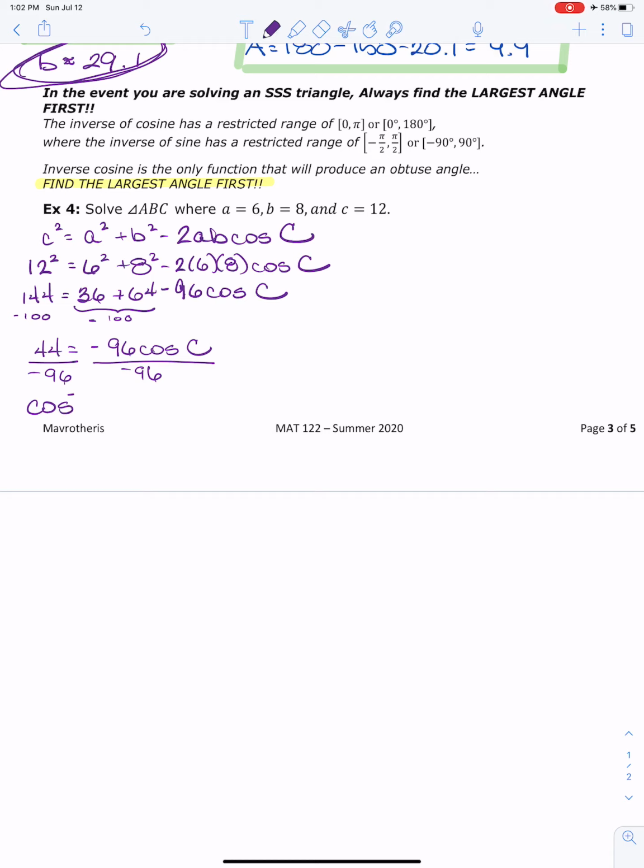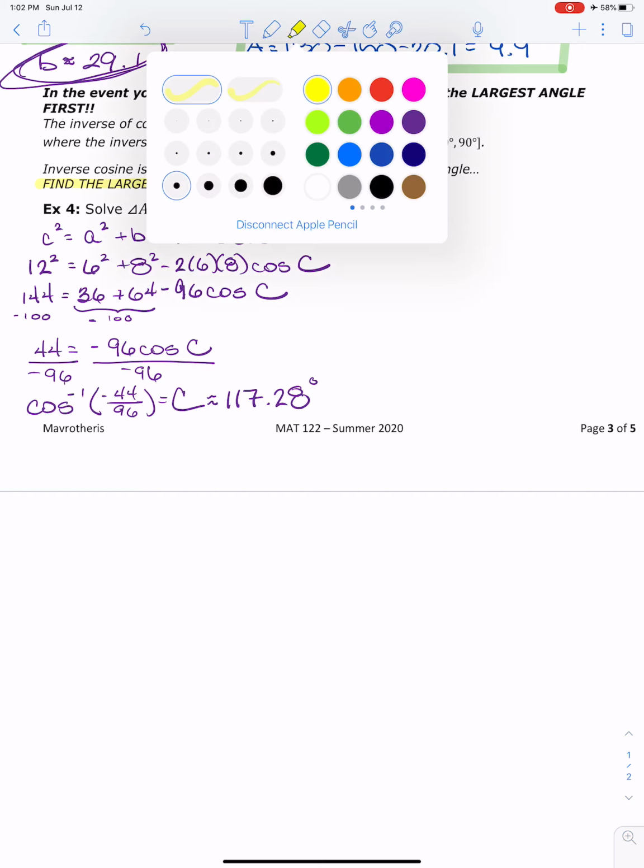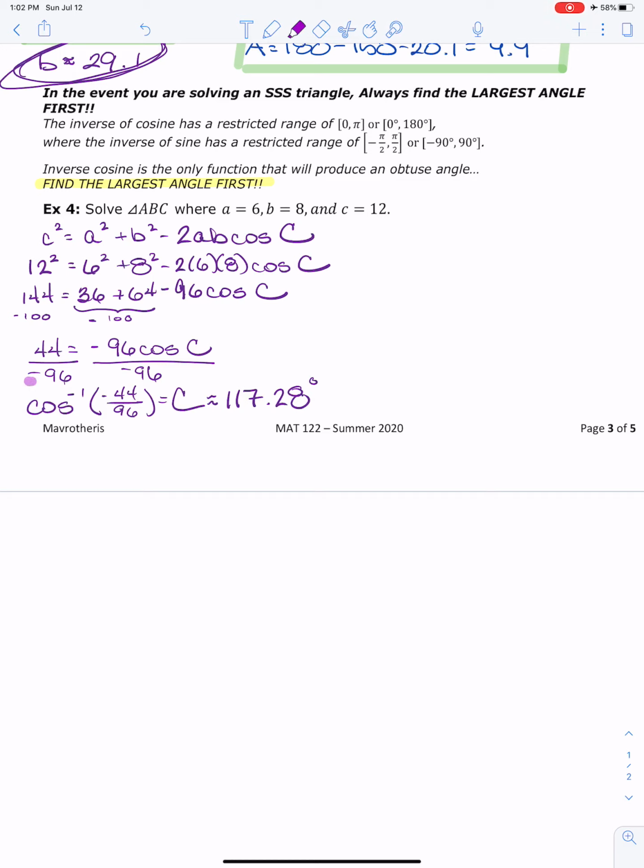So what we're looking for is the inverse cosine of negative 44 over 96. That's going to give us our C, and we get an angle of 117.28. Definitely obtuse. And so I am going to make sure that I can find this easily, and then I will move on to finding another angle.